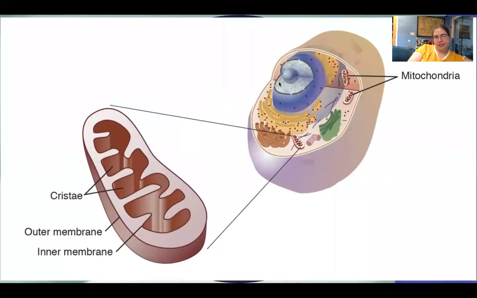So here's a cell, and you can see we got mitochondria there, there, and there. And that's kind of what it looks like. So it has a two-membrane system, a double membrane, just like the chloroplast did. You have the outer membrane and the inner membrane. You have the cristae, these elongations that kind of form little valleys.